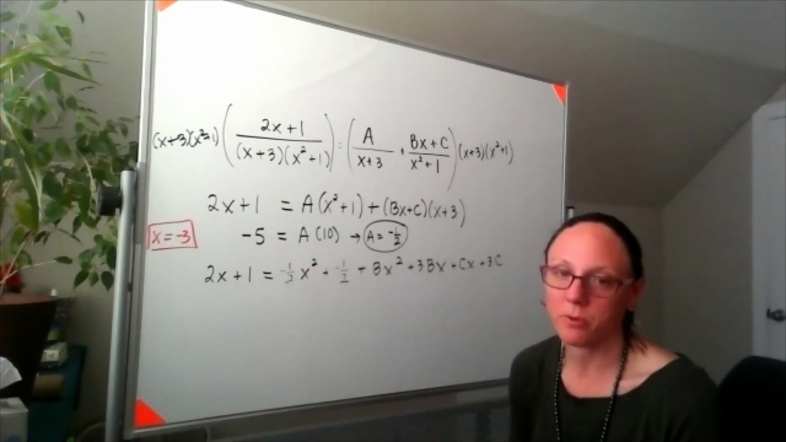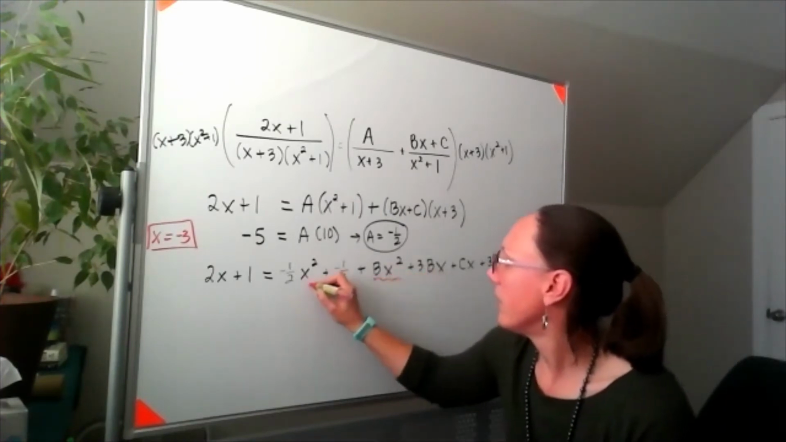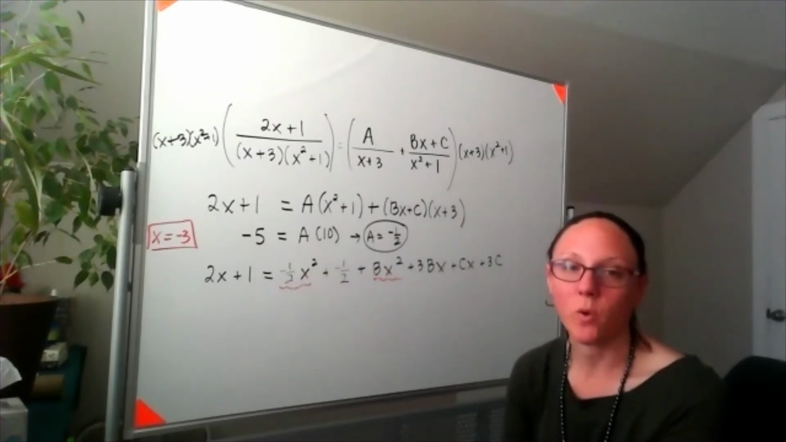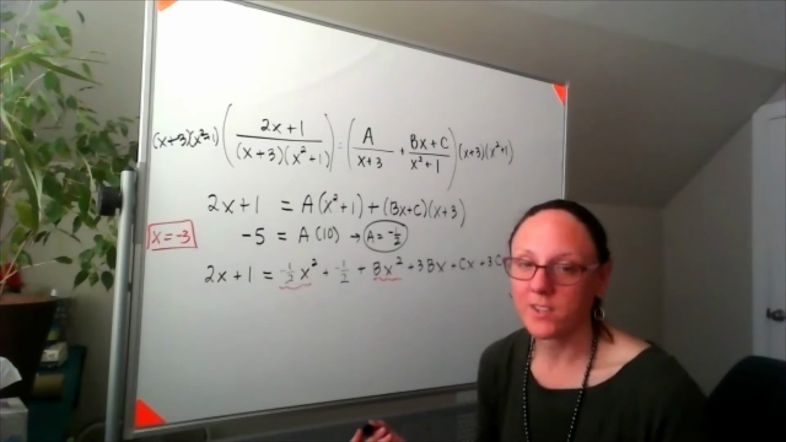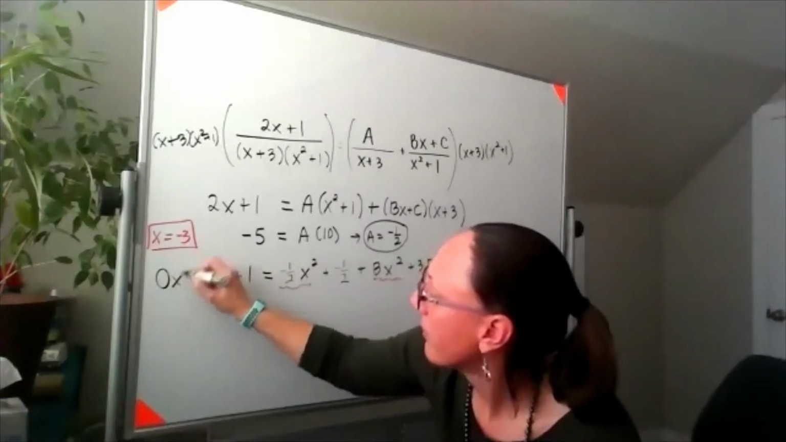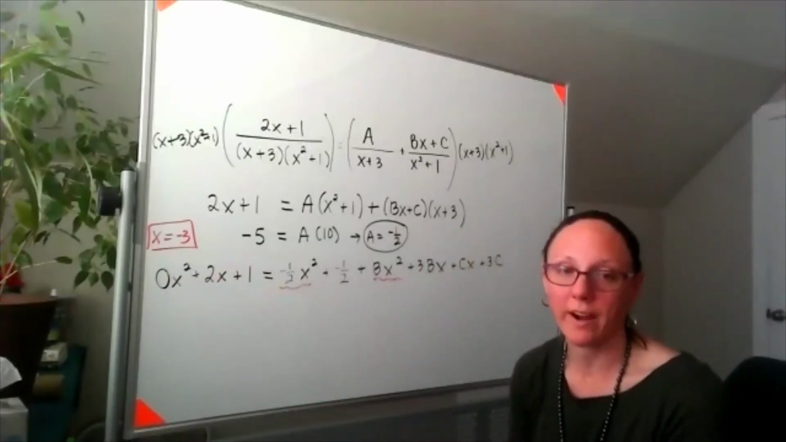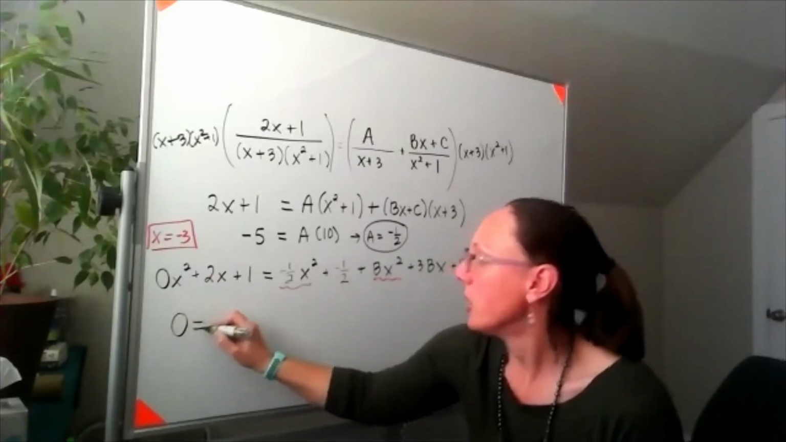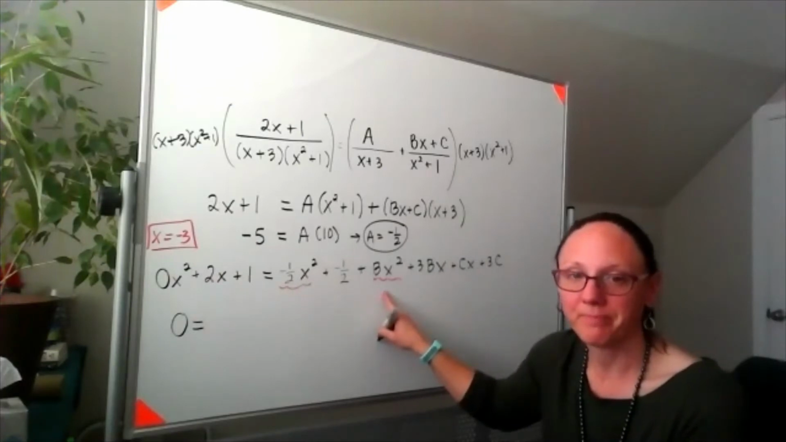Now it's time to match up coefficients. On the right-hand side, I have 2 terms with an x squared. But on the left-hand side, essentially I have no terms with an x squared, or if you want to think about it, I can write in a placeholder of 0x squared. That means that 0 should be equal to -1/2 plus b.